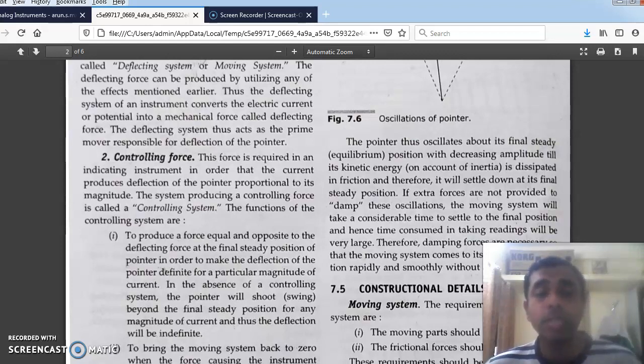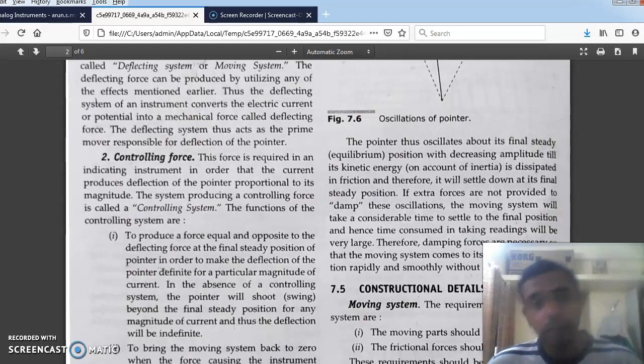I'll take an example. Suppose we have an ammeter, and we have 5 amps current flowing through that ammeter. So the ammeter naturally should read 5 amps. On the scale, the pointer should stop at exactly the 5 amps point. So how do we ensure that the pointer stops at exactly the 5 amps point on the scale?